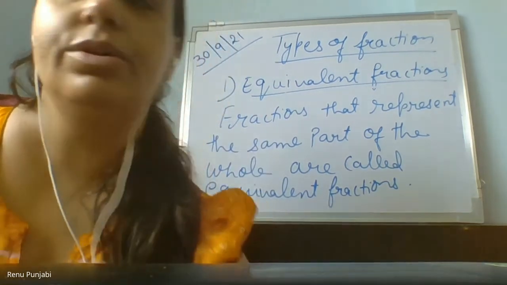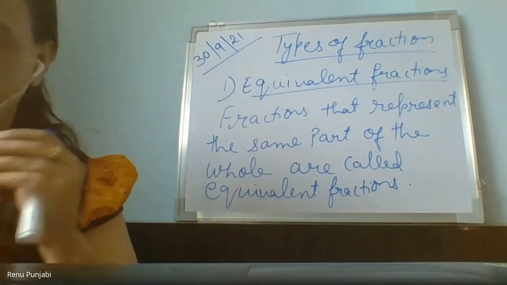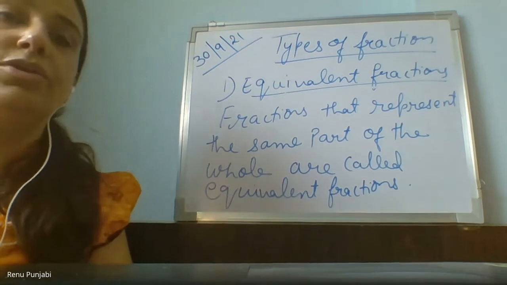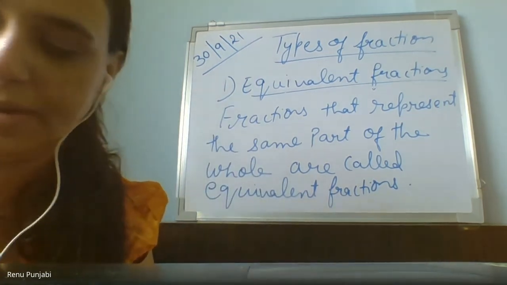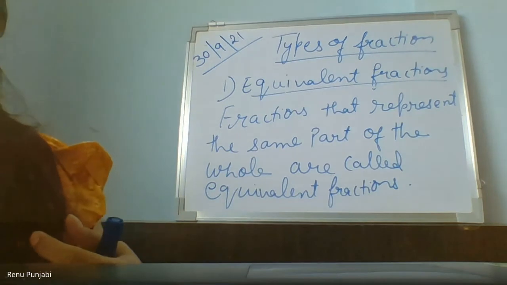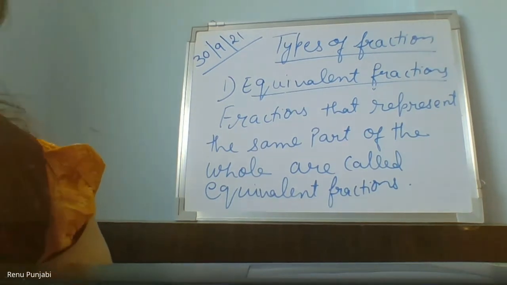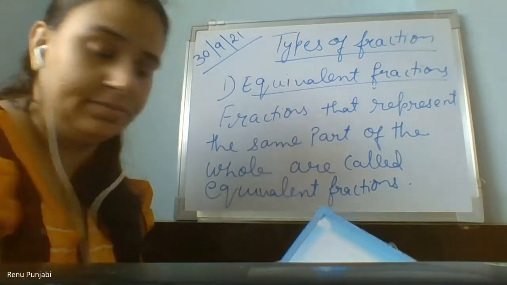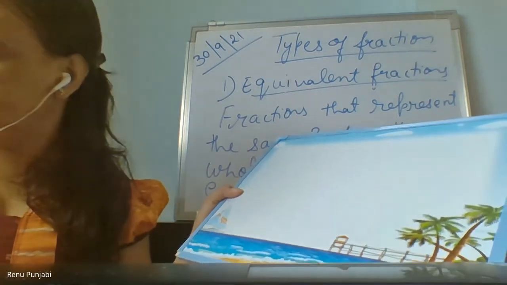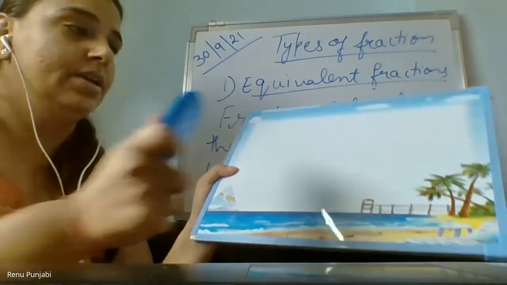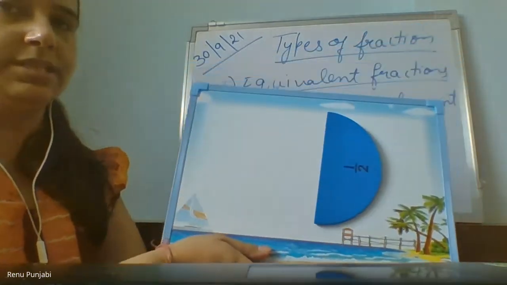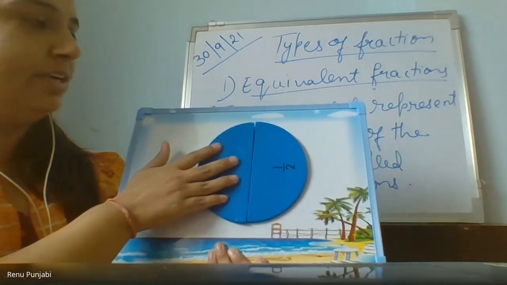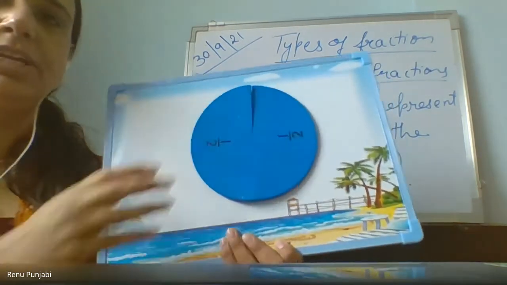See students, those who have completed that, I am going to show them practically also how half, 1 upon 2 part, and 4 upon 8 part are the same. See, this you can see. This was the whole pizza. I divided it into two equal parts. So each part is 1 upon 2.